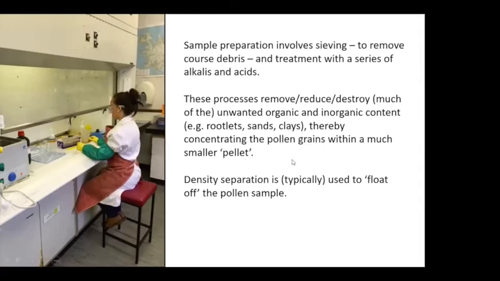The idea here is to concentrate the pollen into a much smaller pellet, so that when we look at this under the microscope, the pollen is quite concentrated. And finally, we do a density separation, where essentially we add the pollen sample to a chemical of a different density that allows the pollen sample itself to float up and rest on the top of that, and then we can pipette it off into a sample vial. And that's our pollen sample there.